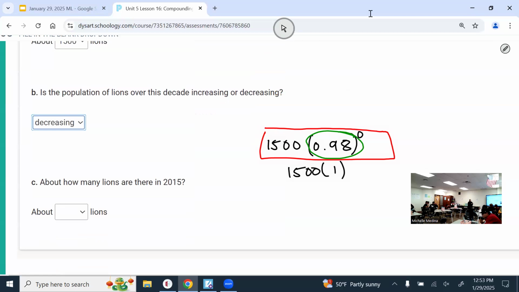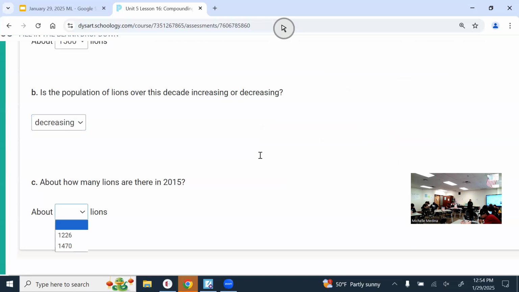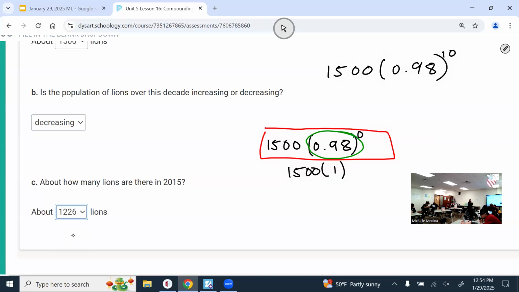And about how many lions are there in 2015? Well, if t is years since 2005, how far away is 2015 from 2005? So we're going to put that as our exponent and put that in the calculator. And if you're getting something other than 1,225.6-ish, then let me know. The number closest would be 1,206. All right, so good on this one.